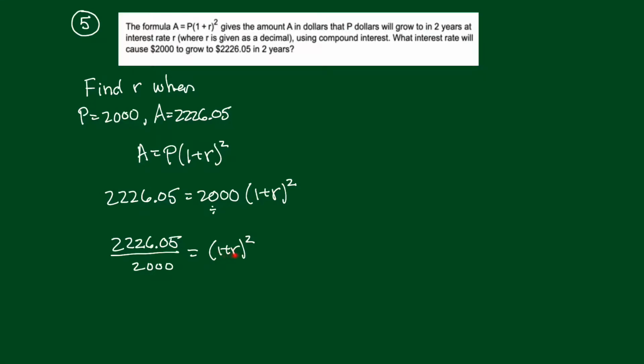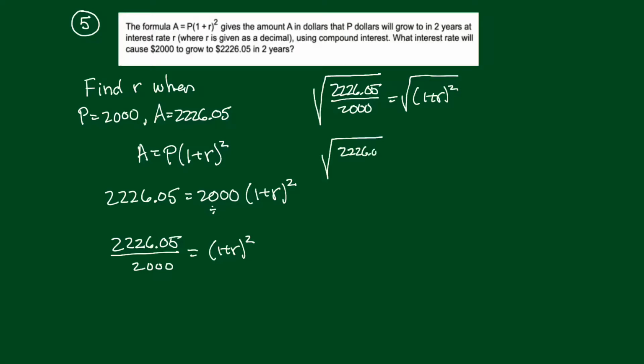Now, I've got that (1 plus R) squared. I want to get rid of the square. So unsquare it. Take square roots, right? I'll do it up here on the right. So we'll get the square root of this fraction here, 2226.05 divided by 2,000. That's going to be the square root of (1 plus R) squared. So this will be the square root of 2226.05 divided by 2,000 equals, now ordinarily, wouldn't we take absolute values?